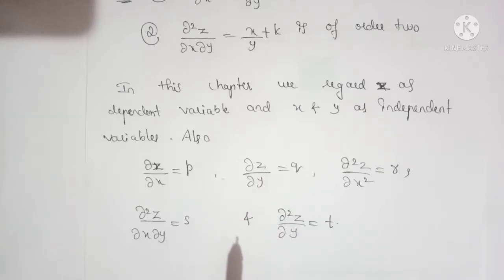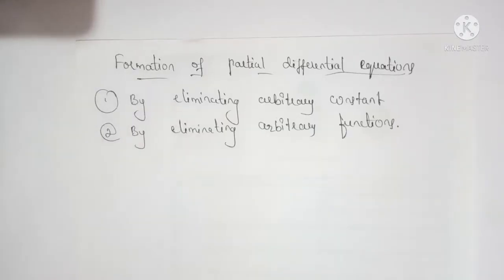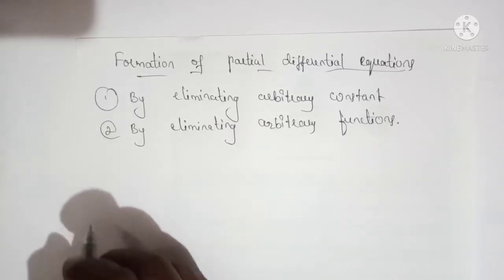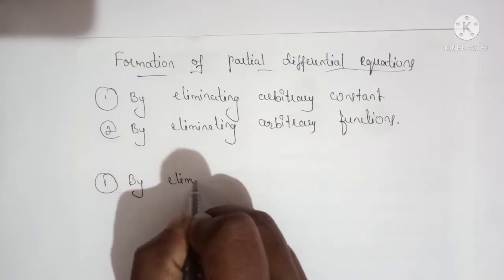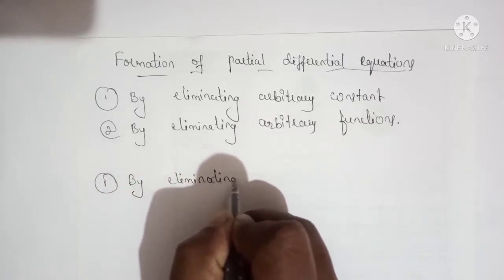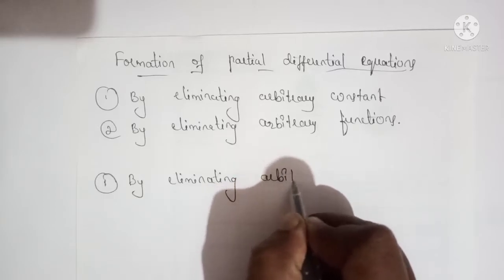Now we shall look at the formation of partial differential equations. The formation of a PDE can be done by two methods: by the method of eliminating arbitrary constants, and by the method of eliminating arbitrary functions. Let us see the first method, that is, eliminating arbitrary constants.